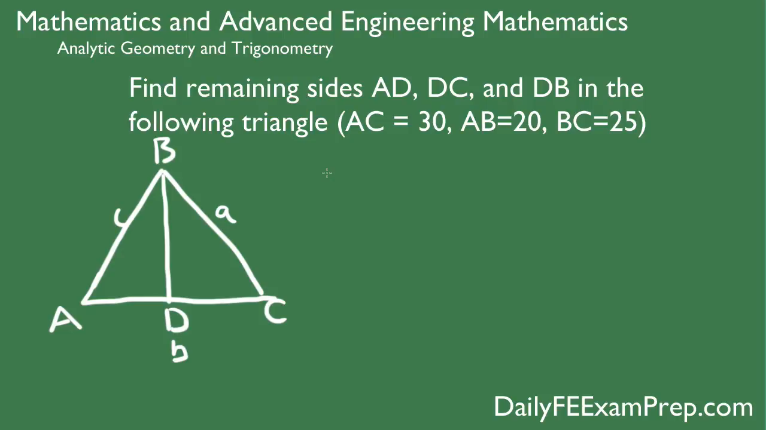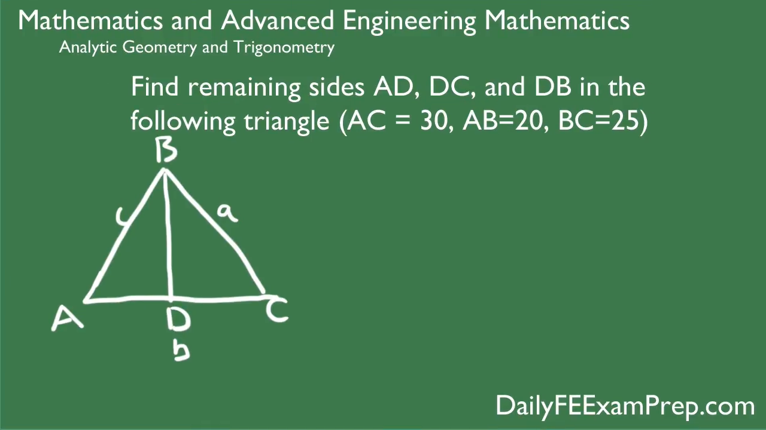Today's problem is find the remaining sides AD, DC, and DB in the following triangle, where AC is equal to 30, AB is equal to 20, and BC is equal to 25. Now, the law of cosines is the quickest and easiest way, in my opinion, to solve for this problem. You can divide this triangle up into two triangles and solve for a common unknown, which would probably be side BD. But that takes a lot of time, and to be honest, using the calculator to solve this is going to be much easier and save you a ton of time.